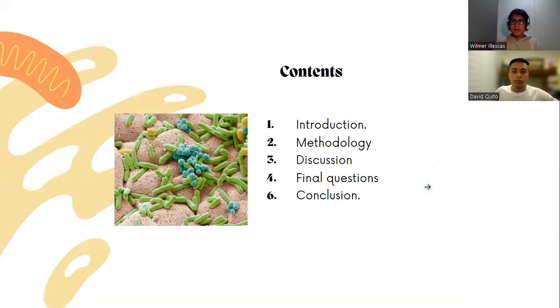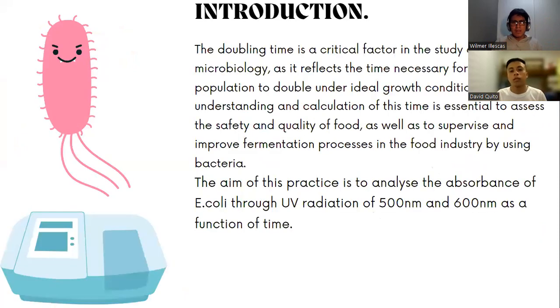We're going to first introduce something about what we're going to do. Then we're going to say all of the steps that we took to do this practice. Then we're going to talk a little about the graph that we obtained in this experiment. And then we have some final questions that the teacher asked us to answer. And finally, a little conclusion about all of the things that we wanted to talk about. So let's begin.